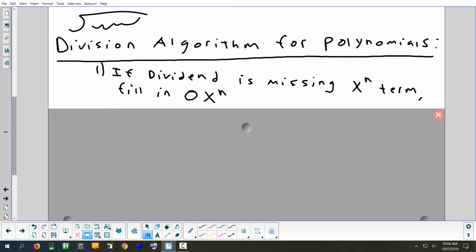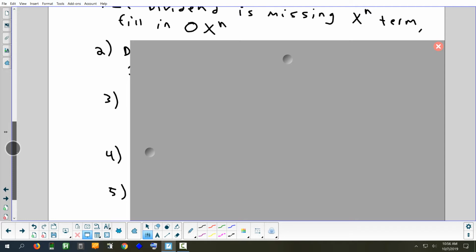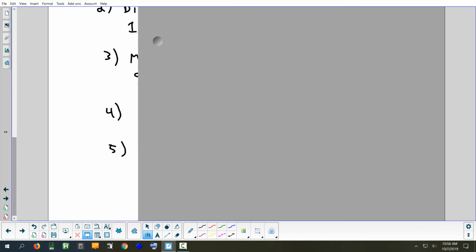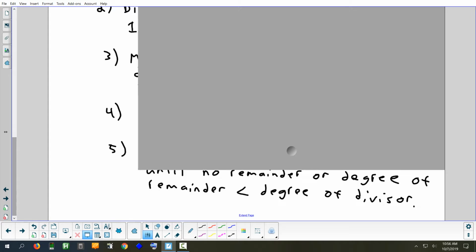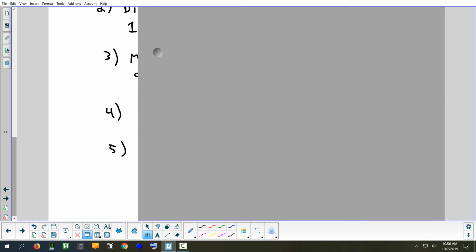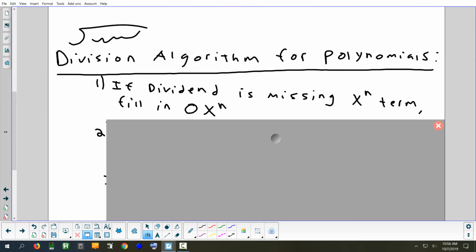Okay, so let's look at our problem, and I think we have 5 steps. I think the 5th step is just to bring down the next term and repeat until you're done. Yeah. Okay. All the steps are about that long, so leave however much room it took you for that. I'd leave like 5 or 6 lines so we can put in the other steps.